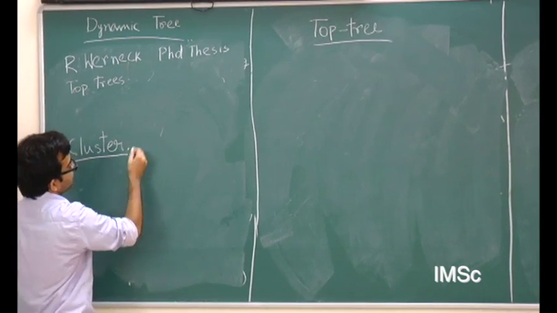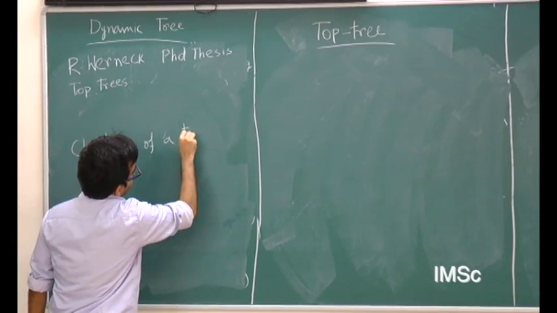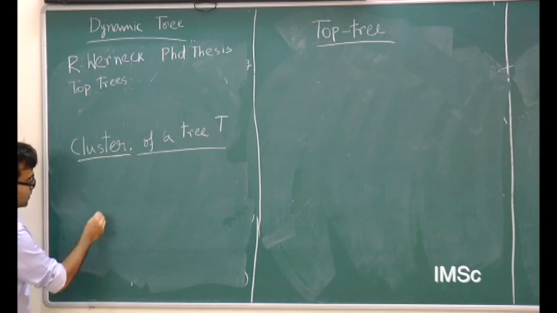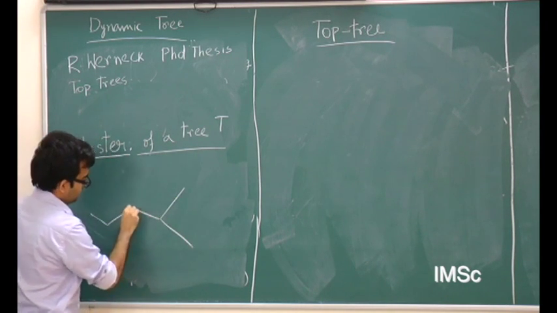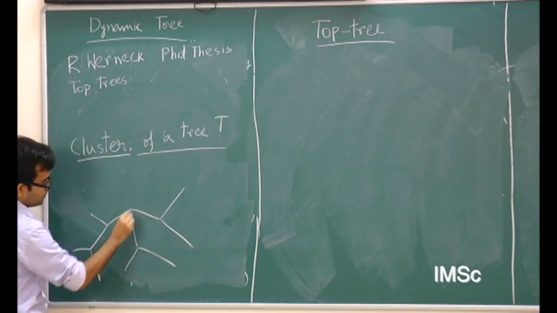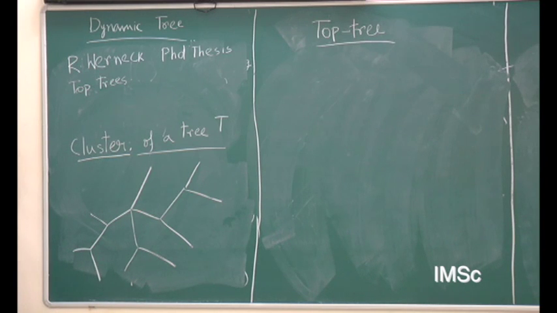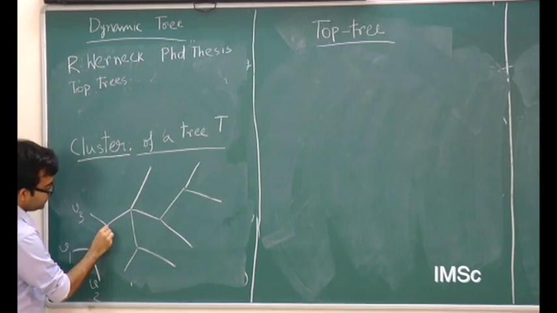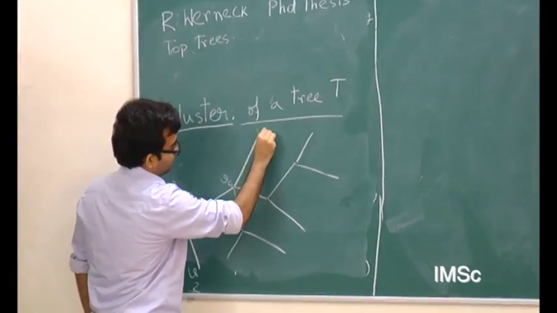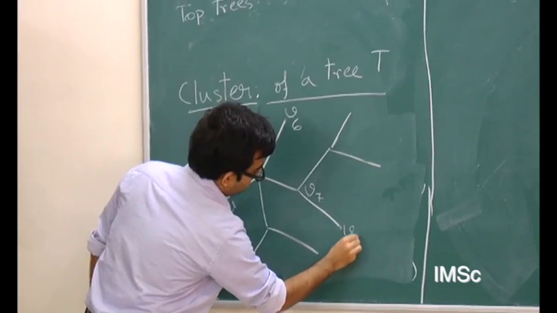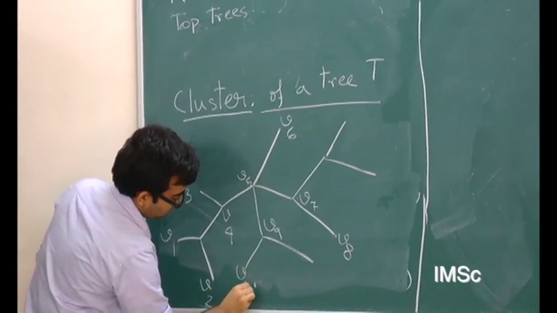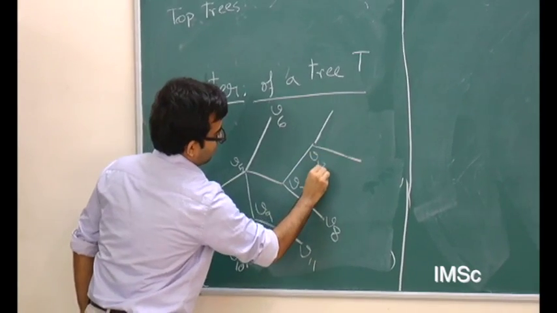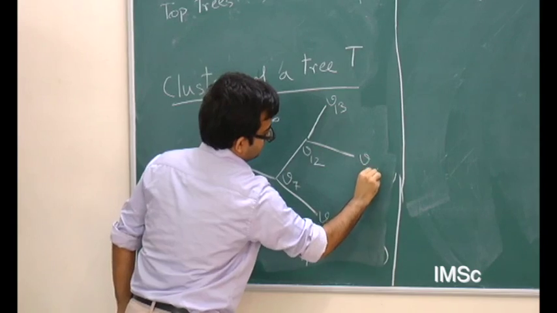A cluster is, okay, suppose you are given a tree T, a cluster of a tree T. So, suppose you are given this tree. A cluster will be a subtree, a connected subtree. It's a set of edges, it's connected. So you can say that, okay, let me just name them. So this is V1, V2, V3.